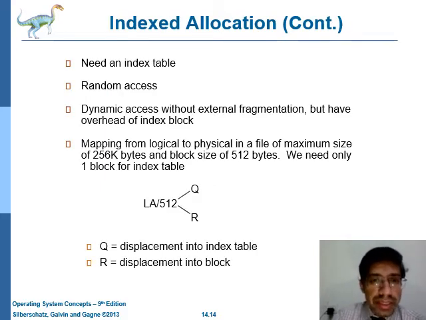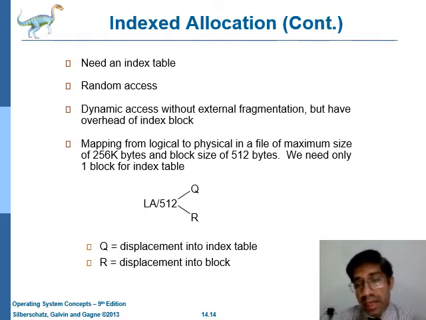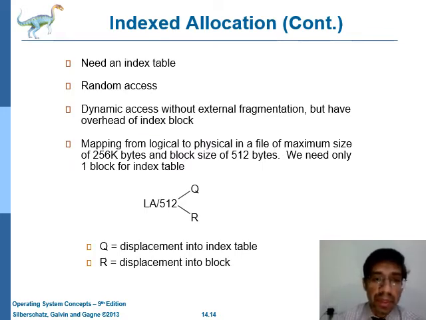The indexed allocation method has certain properties. Number one, it requires every file to maintain an index table, and to store this index table, one extra block has to be given to every file. But because the information is stored in the form of an index, the blocks of the file can be accessed randomly. So this mechanism is free from external fragmentation, but it has a disk space overhead in terms of an extra block called the index block.